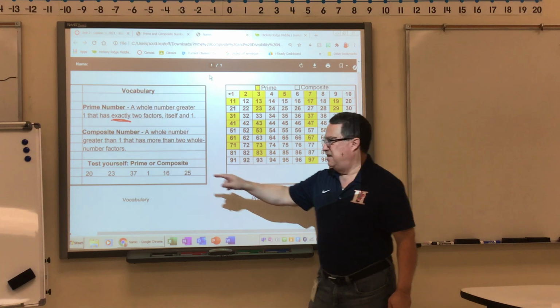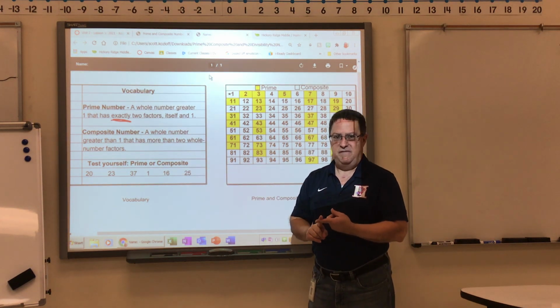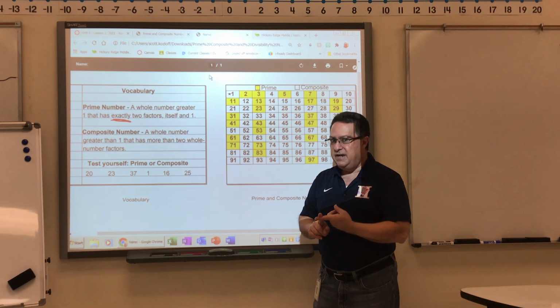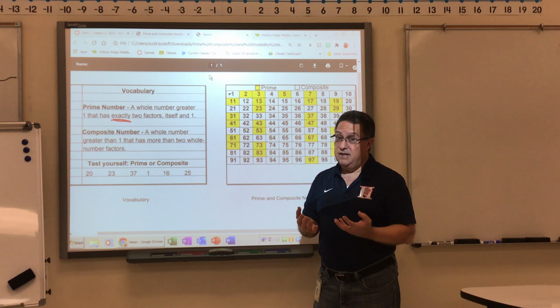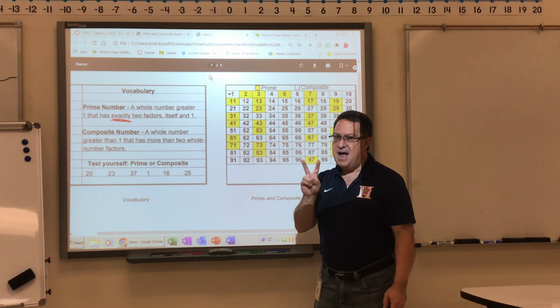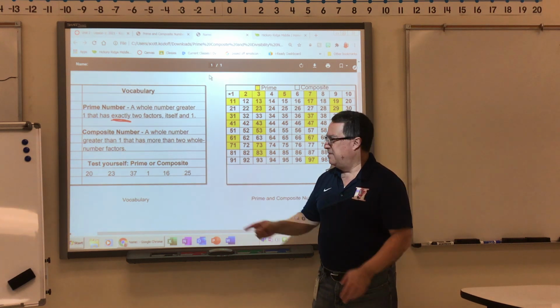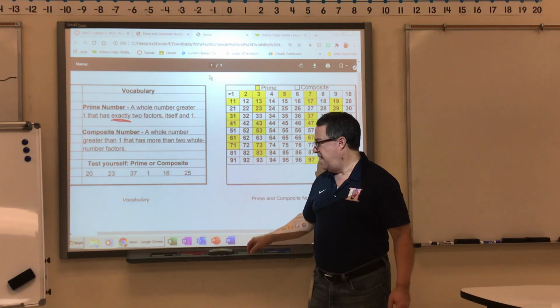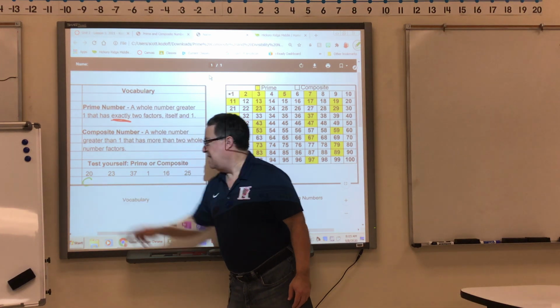Let's test ourselves. The number 20. 20 is an even number. So one of the things to remember is any even number other than the number 2 cannot be a prime number, because it will have more than exactly 2 factors. If it's divisible by 2, then that would be 2 times 10. So this number would be a composite number.